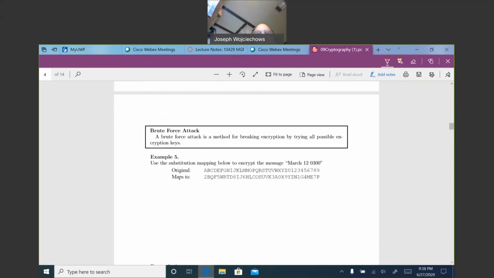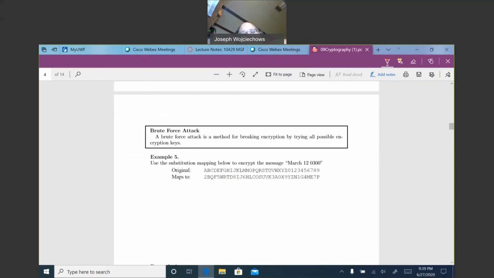The next thing we talk about is what's called a brute force attack. It's a method of breaking encryption by trying all possible encryption keys. Because if we know this is done with a shift cipher, we can just keep doing different shift ciphers over and over again.